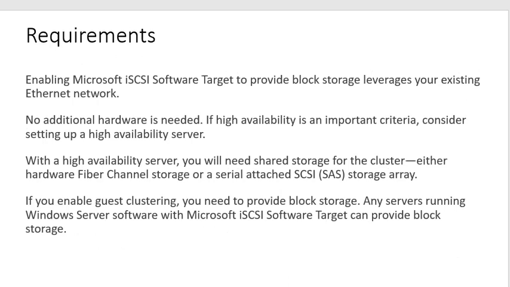So what do we need? A requirement for enabling iSCSI software is target block storage, leveraging the existing Ethernet network. No additional hardware is required, and with an HA server you will share the storage, with either Fibre Channel or a Serial Attached SCSI (SAS) array.